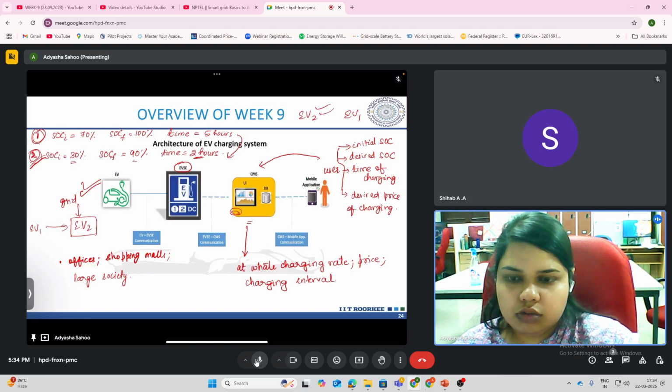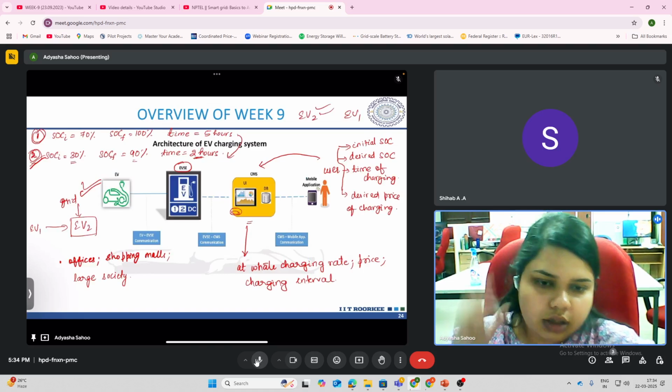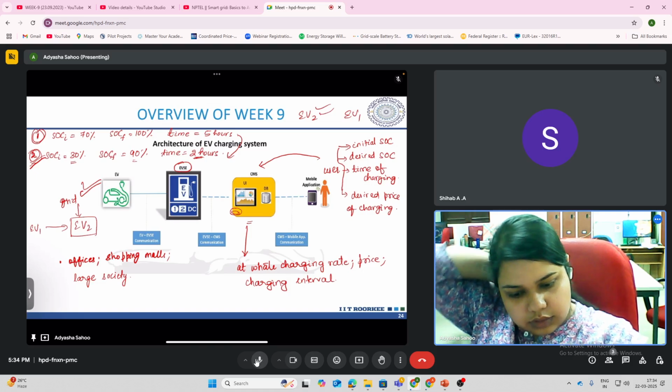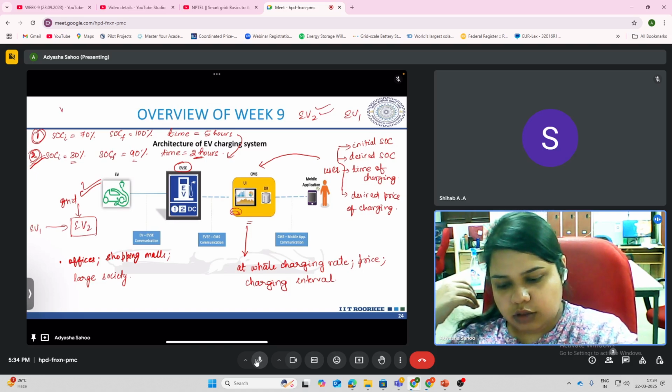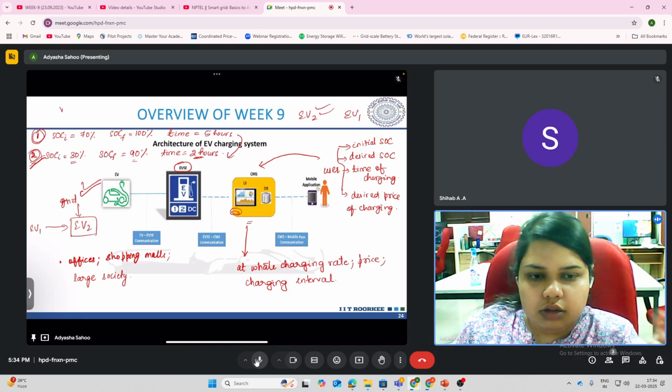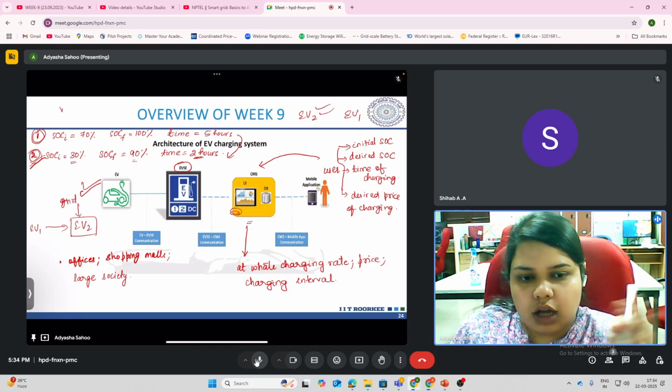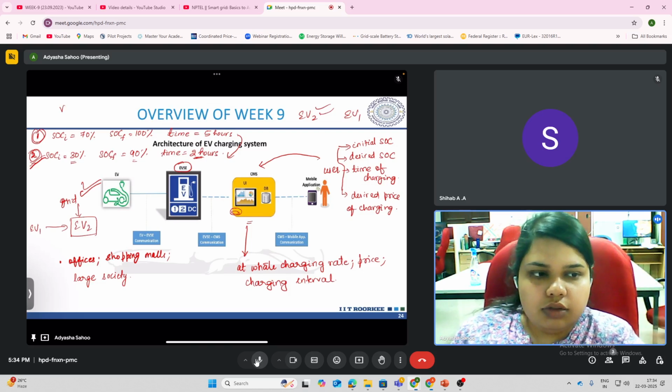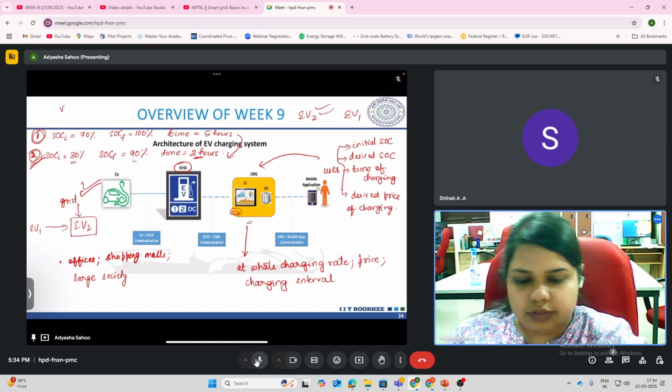And they can also provide services to the grid. Let's say this was the vehicle to vehicle operation. Similarly, they can also do vehicle to grid. Let's say if they are parked for a large number of hours, they can even give power to the grid to support the grid operations.